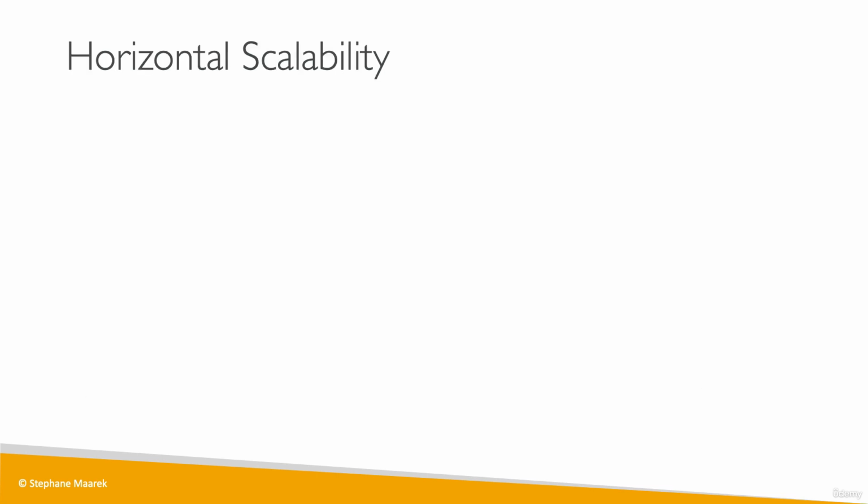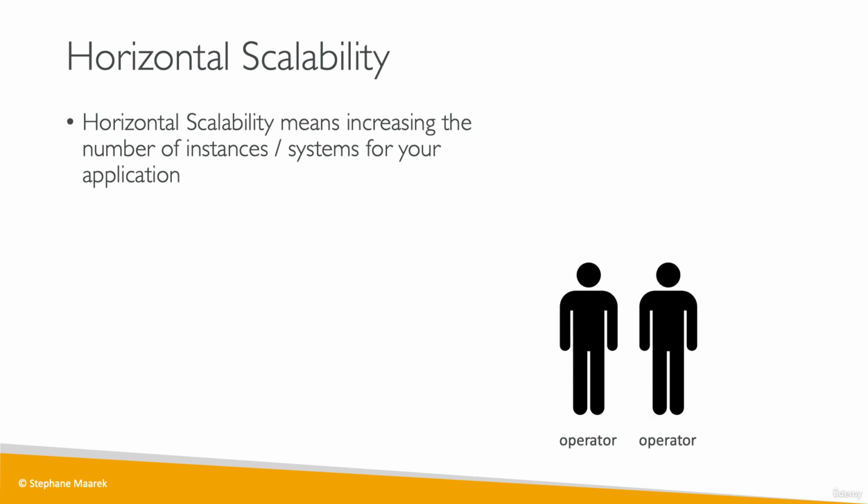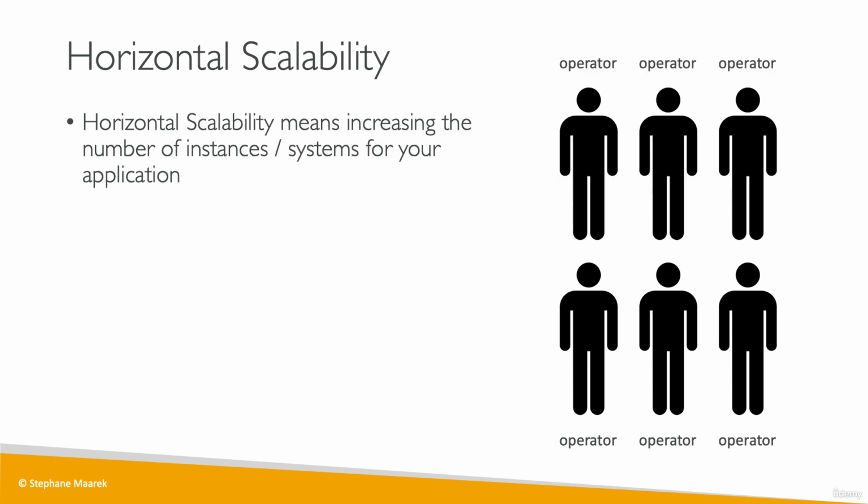Now let's talk about horizontal scalability. Horizontal scalability means that you increase the number of instances/systems for your application. So let's take again our call center. We have an operator and he is being overloaded. I don't want to vertically scale it. I want to hire a second operator and now I've just doubled my capacity. Actually, I'll hire a third operator. You know what? I'll hire 6 operators. I've horizontally scaled my call center.